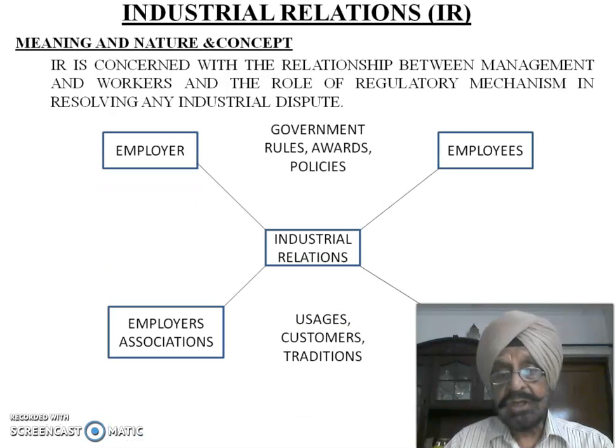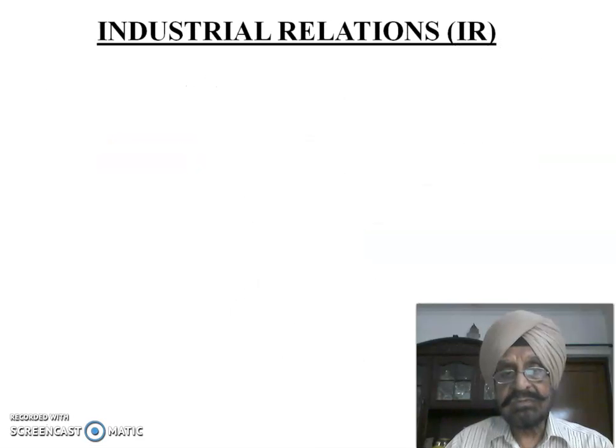Now, industrial relations, as we see in the diagram: on the left corner the employer, on the right corner the employee, then we have the trade unions and the employers' association also. Between both the parties there are government rules, awards and policies, and then usages, customs and traditions. We will see the meaning of each one of them.